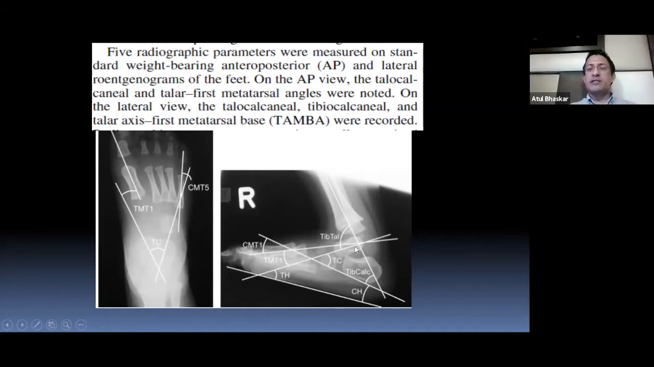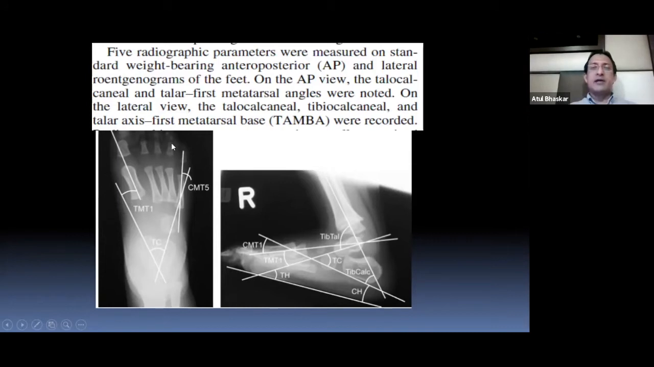So this is usually less than 10 to 15 degrees. And then you can do the calcaneal angle. So you have the tibiocalcaneal angle as well. You draw a line going from the base of the calcaneum and then parallel to the tibia. So this gives you the calcaneal pitch, which is reduced in vertical talus.